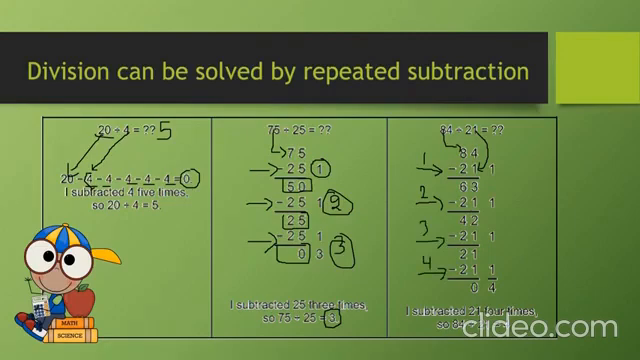And here we have the fourth operation. So I subtracted 21 four times. 1, 2, 3, and 4. So I subtracted 21 four times. So 84 divided by 21 equals 4.